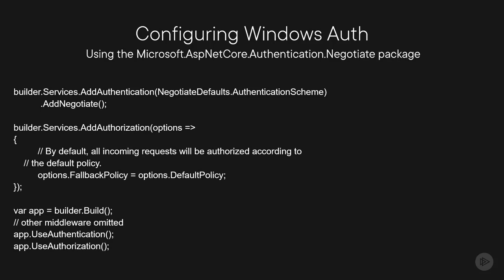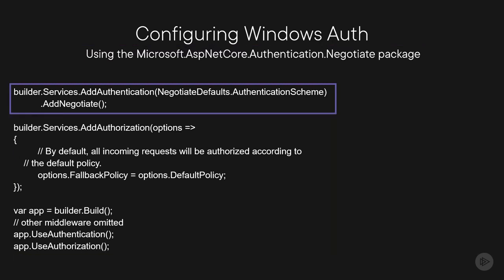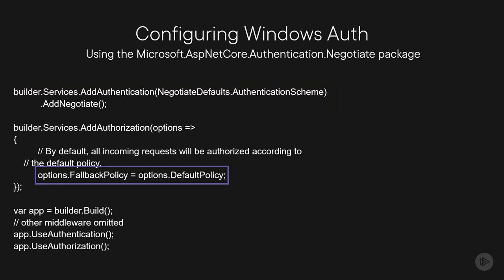To configure your API to use Windows authentication, you must add the Microsoft.AspNetCore.Authentication.Negotiate package to your project and then configure your services with the options shown here. First, add authentication and specify negotiate defaults and then add negotiate. Next, by setting the default policy as the fallback, it protects all parts of the API. After building the app, be sure to remember to add UseAuthentication followed by UseAuthorization at the appropriate point in your HTTP request pipeline. With these options in place, your app will use Windows authentication.